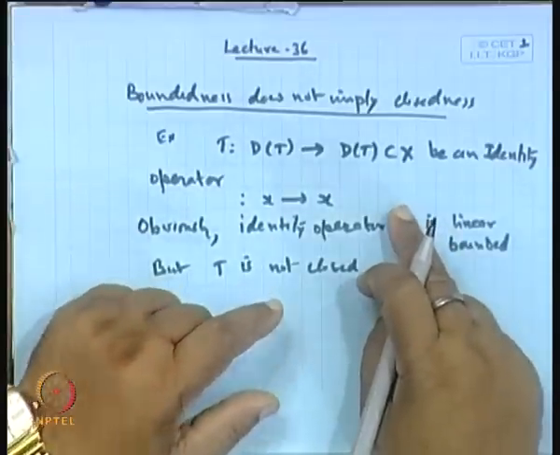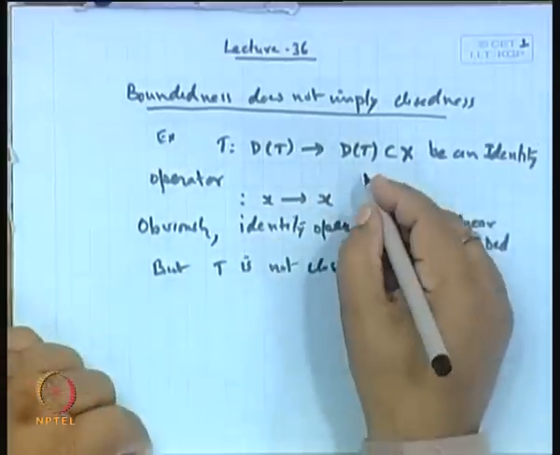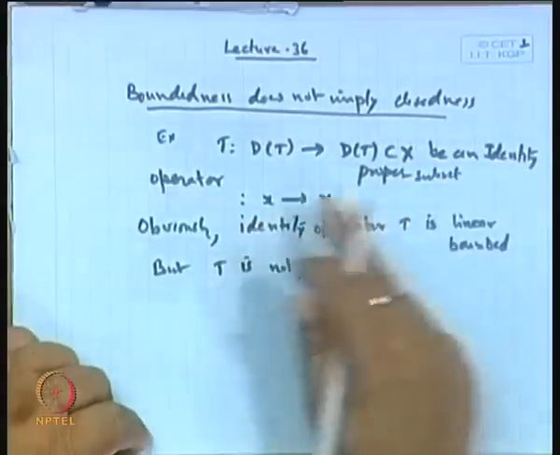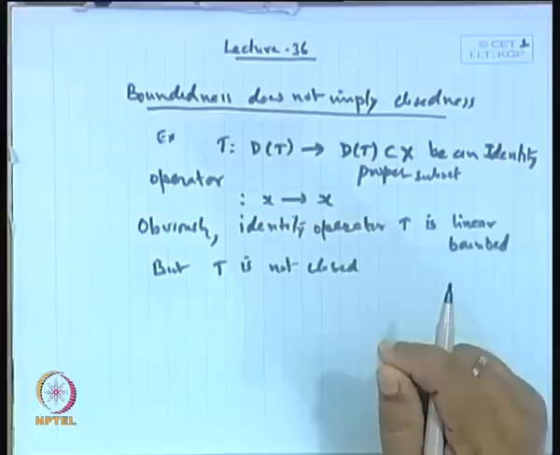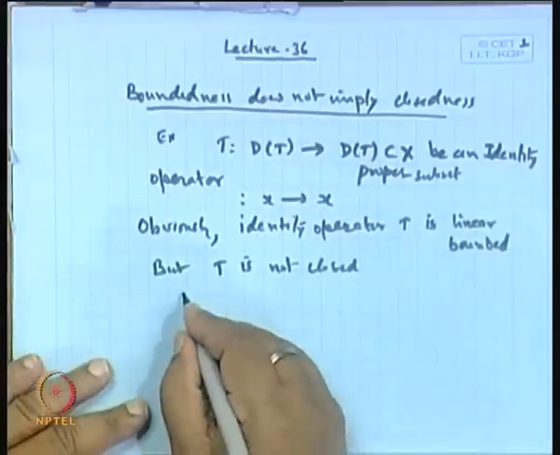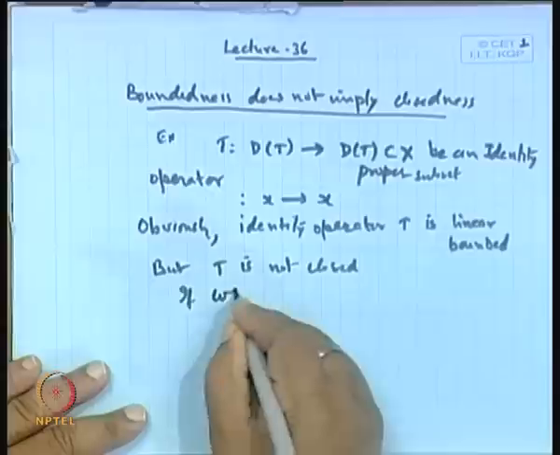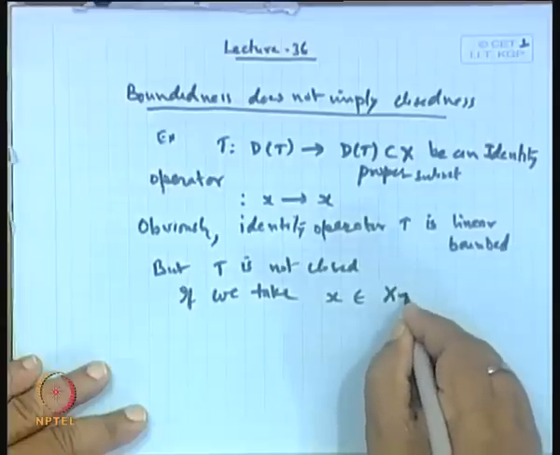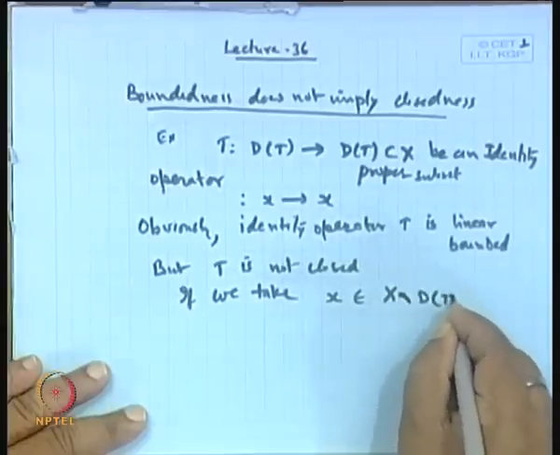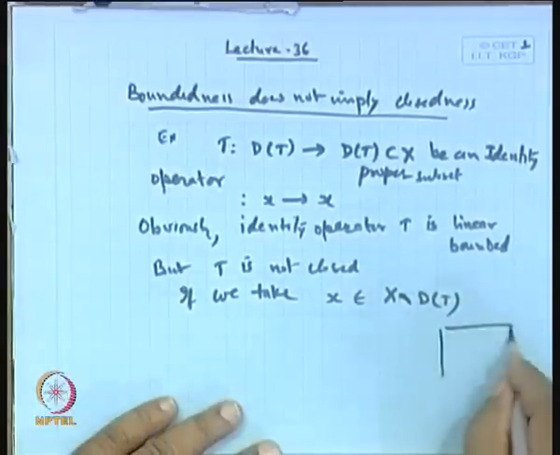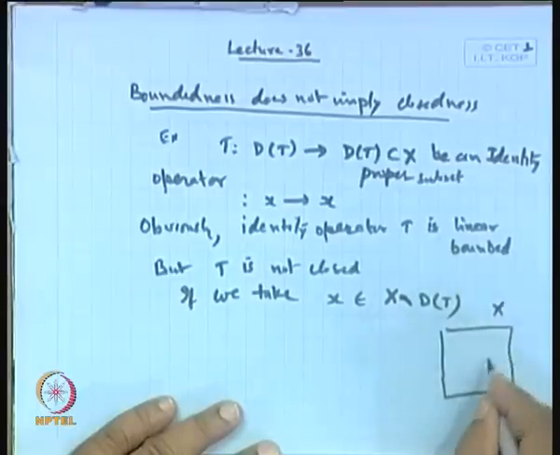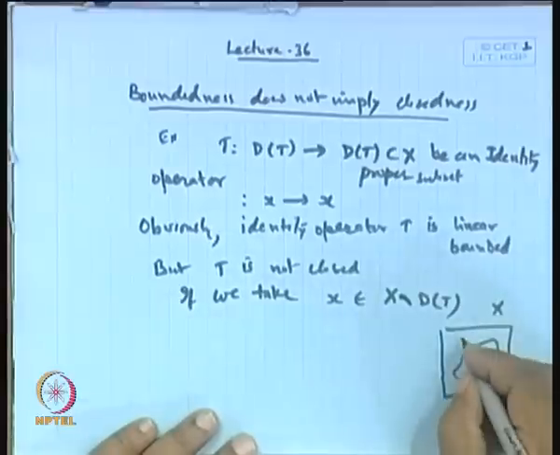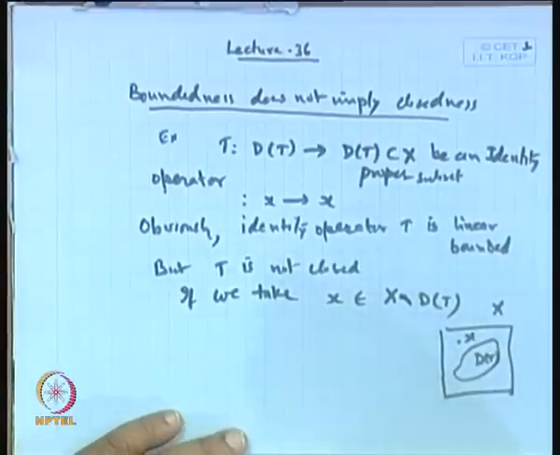This we are choosing as D(T) is a proper subset. This is a proper subset. It means the range set is a proper subset of X. So, if we take a point x belongs to X minus D(T). This is our X and here is D(T). I am picking up a point x outside of D(T).